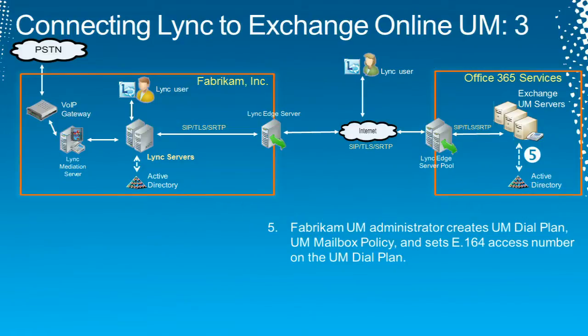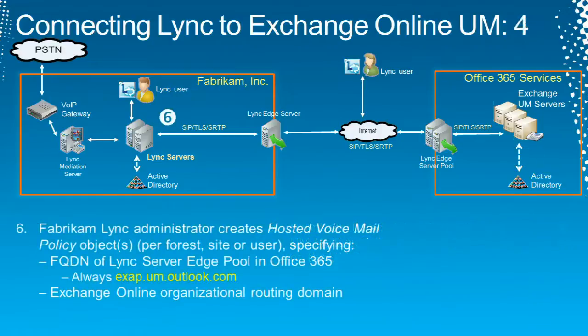Then the Fabricam Lync UM administrator goes to the Exchange Control Panel in Office 365 and pretty much as I did just now, creates a UM dial plan and UM mailbox policy. For Lync, we don't require them to create a UM IP gateway object. Sorry about that. That's obviously some kind of an alert popping up. We don't require them to create a UM IP gateway object, for reasons that I'll explain a bit more. But it actually simplifies the configuration compared to running with Lync on premises. You just need the dial plan, and you get the mailbox policy created for you.